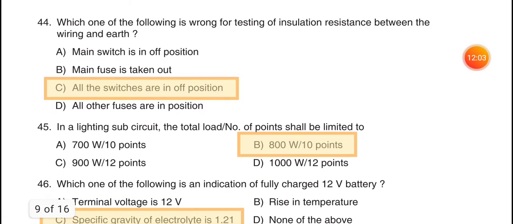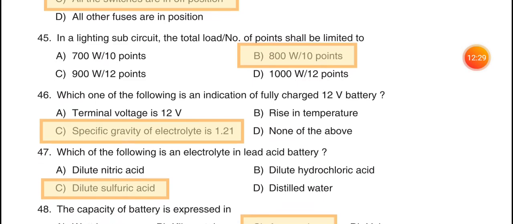44. Which one of the following is wrong for testing of insulation resistance between the wiring and earth? Options: A, main switch is in off position, B, main fuse is taken out, C, all the switches are in off position, D, all other fuses are in position. Answer is option C, all the switches are in off position.